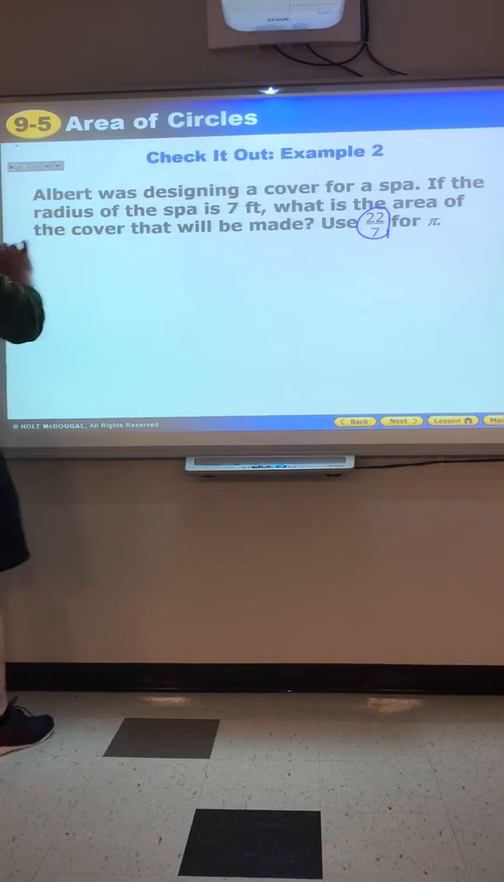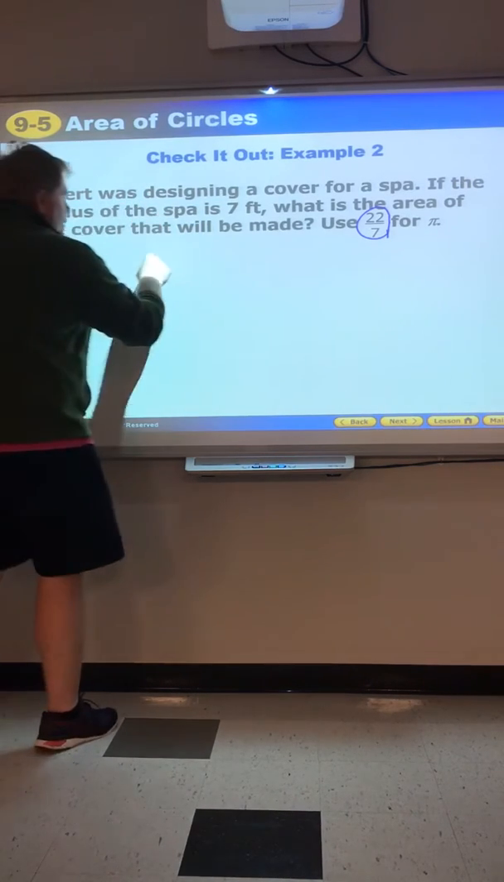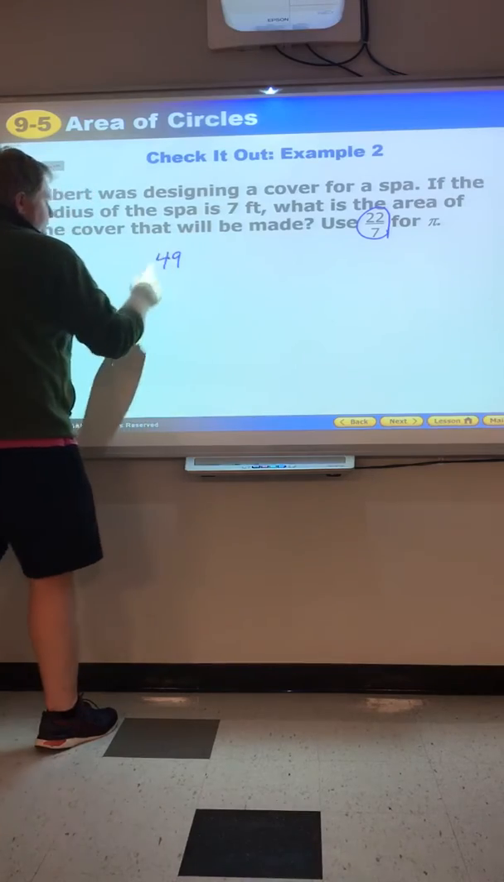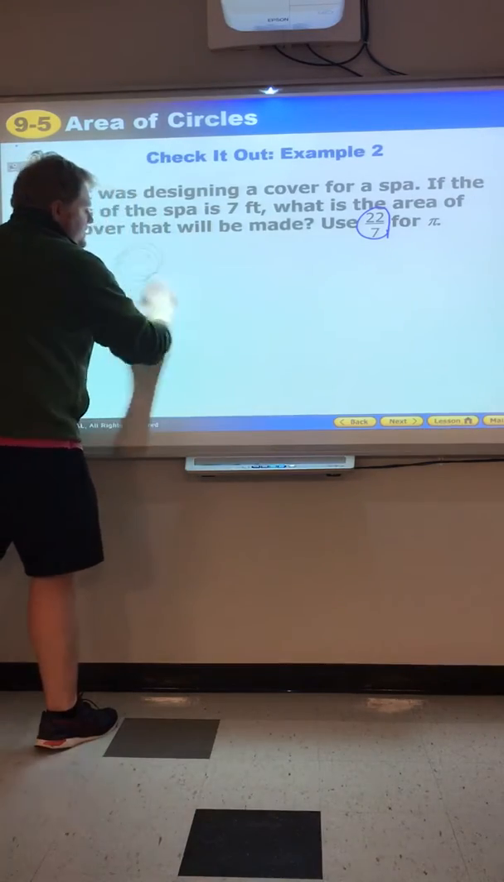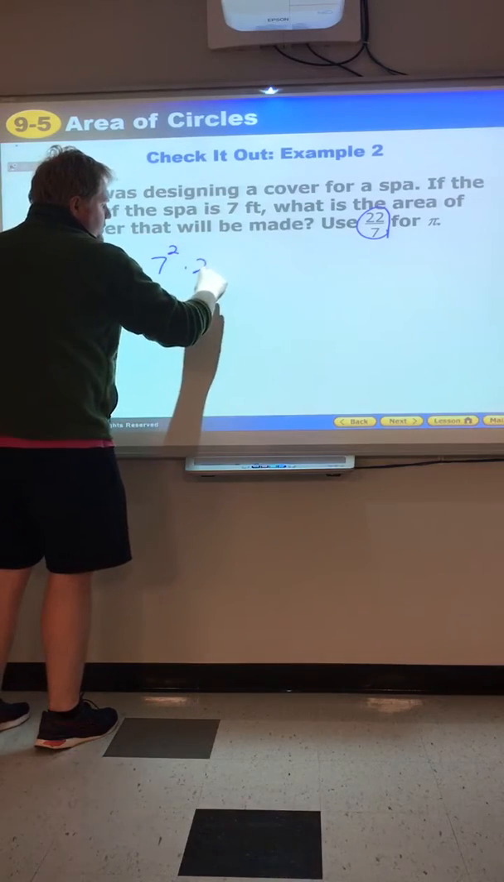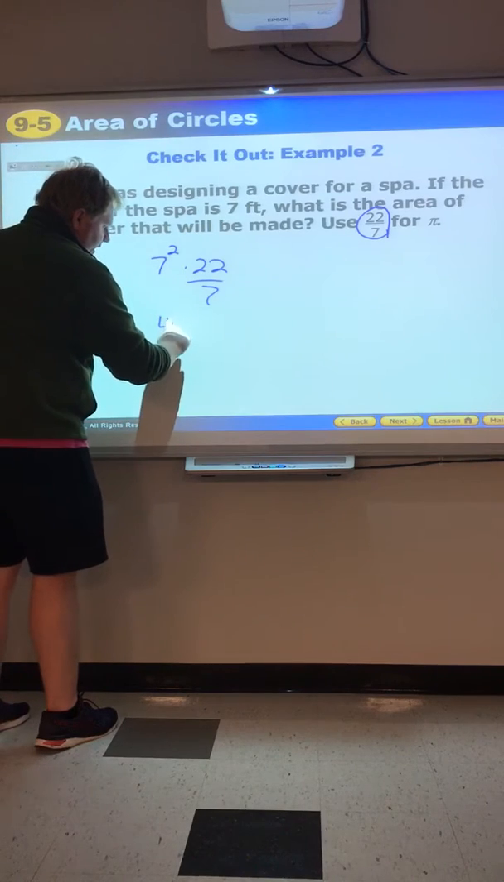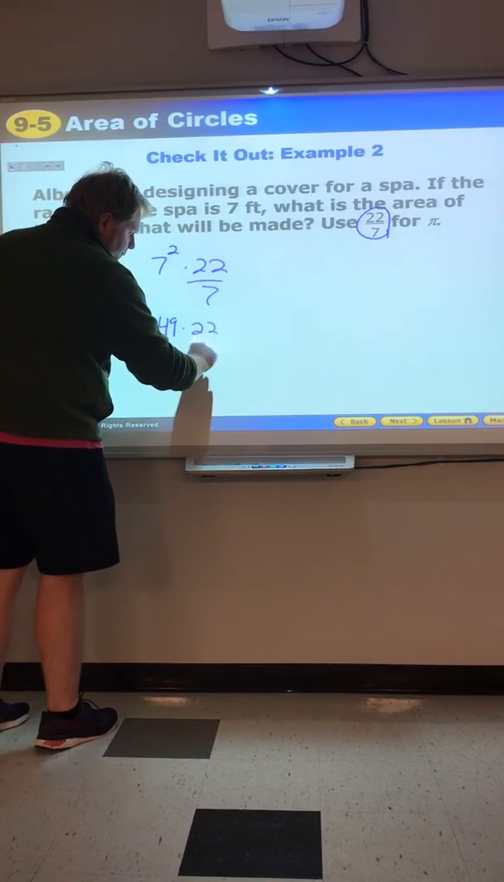So Albert was designing a cover for a spa. If the radius of the spa is 7 feet, what is the area of the cover? 49, oh, sorry. Probably shouldn't skip steps. Radius squared, 7 squared times 22 over 7. I must do the square first, so that's 49 times 22 over 7.